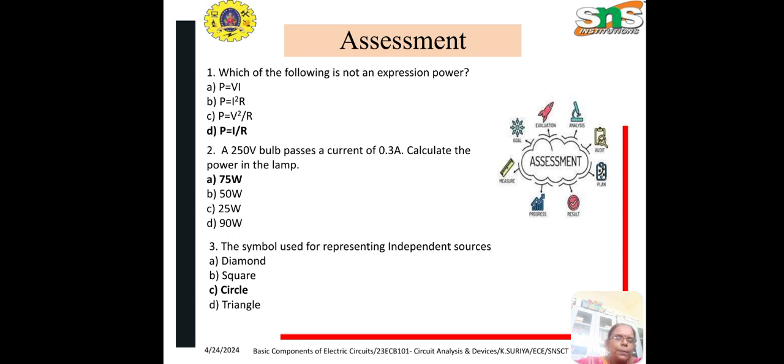The symbol used for representing the independent sources is, yes, it is circle. For dependent sources, you will be using a diamond symbol.